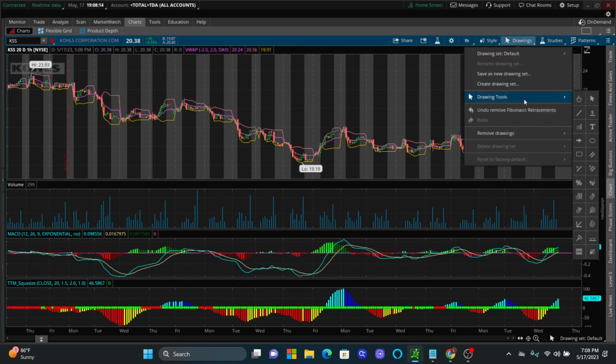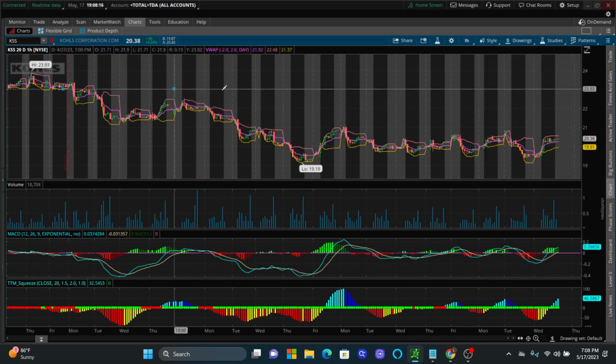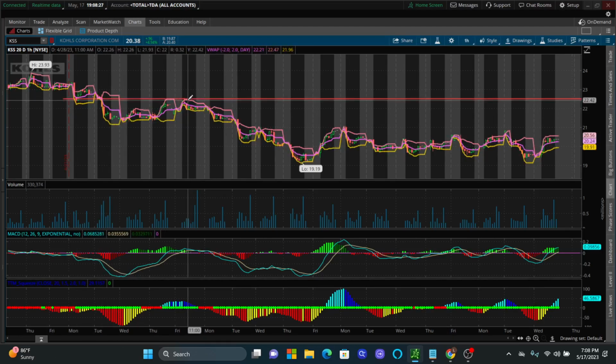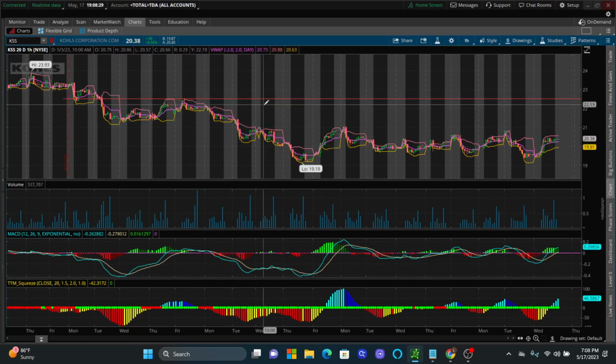If we draw support and resistance lines, there's a reason these things work. Let's see, 22.50, about right here. Look at that. We actually touched down here. We broke down here, but we actually held a little resistance line here. So that has a clear target to the upside.